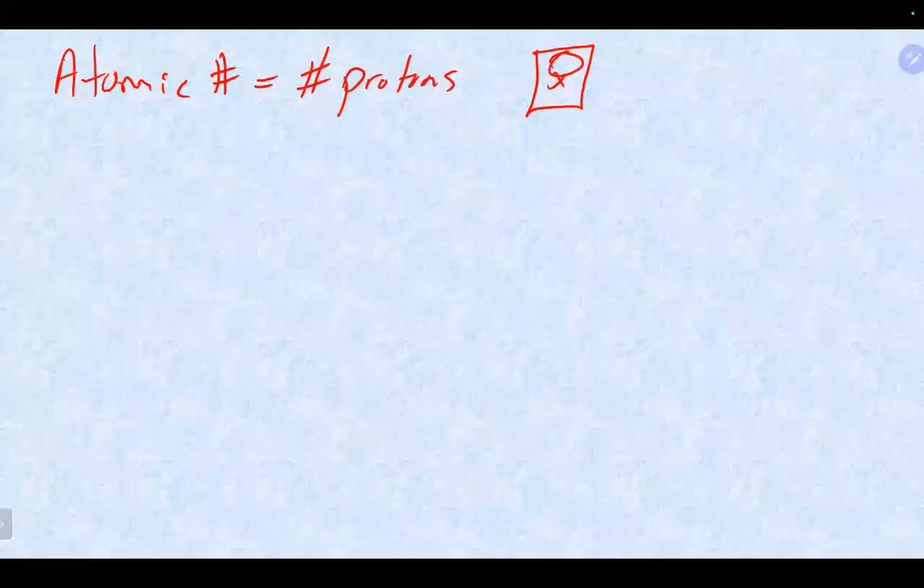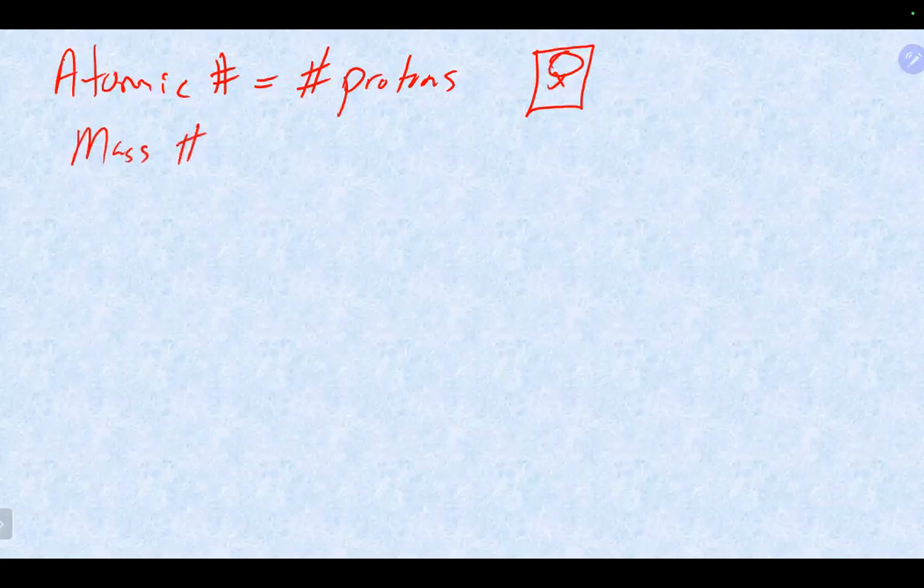We also talked about mass numbers. It is the number of protons plus the number of neutrons. The mass number, remember, is not found on the periodic table. So the mass number is not the number underneath the symbol. You do need to calculate that based off of the information given to you.